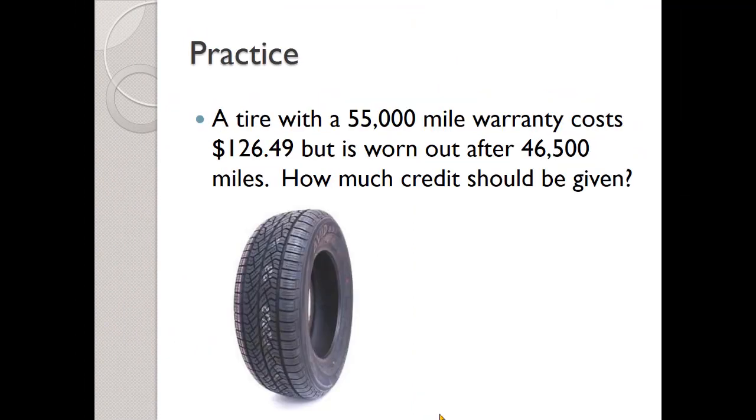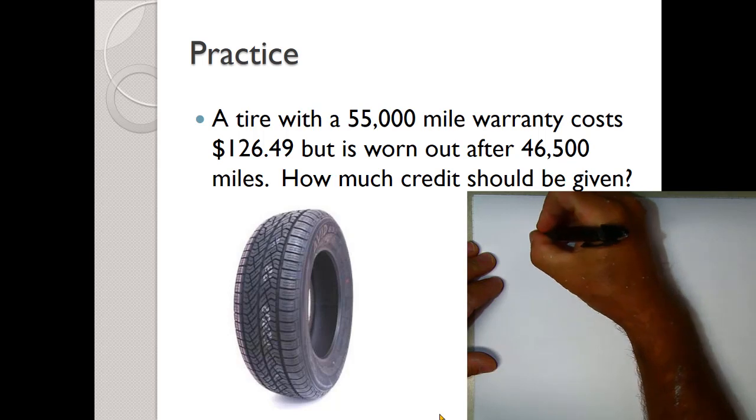Okay, here's a similar problem. Tires are also warranted in this way. So if you have a tire with a 55,000 mile warranty and it's $126.49, but after 46,500 miles it's shot or defective, then how much credit should you get back? Well, this is very similar. Instead of months, we're counting miles. See if you can set that up and unpause when you're ready to see the solution.